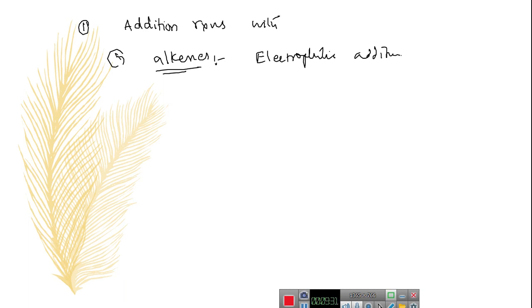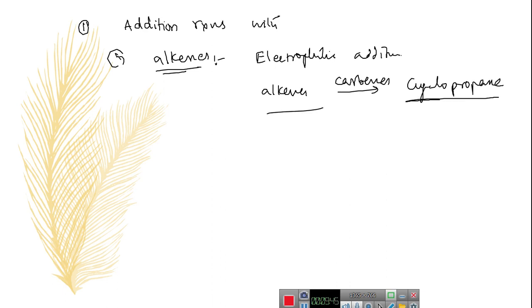Generally, reactions of these carbenes with the alkenes produce cyclopropane derivatives. This is very important. So alkenes, when you treat them with carbenes, generally produce cyclopropanes. As we know, carbenes are of two different types: one is singlet carbene and the other is triplet carbene. Let us start the reaction with the singlet carbene.